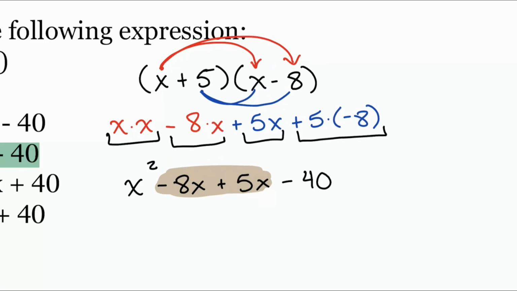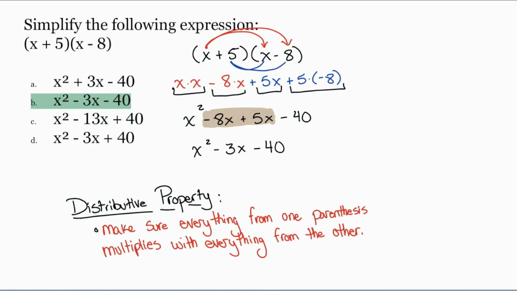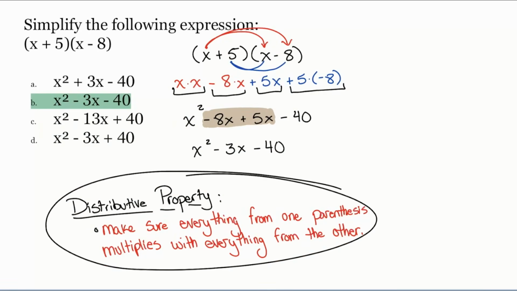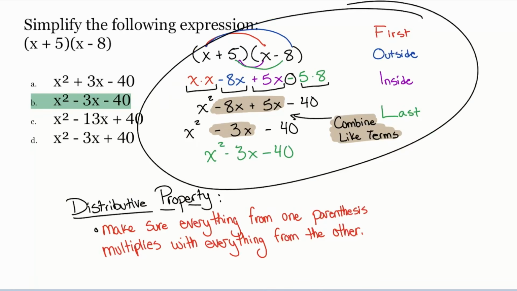Negative 8x plus 5x. Everybody, what's that going to be? Just like we saw before. Yeah, negative 3x. That's right. So we have x squared minus 3x minus 40. And we can see that we can get the same exact correct answer with a different strategy. But remember that this strategy works for all polynomial distributions. It works for all of them, not just this hyper-specific FOIL.